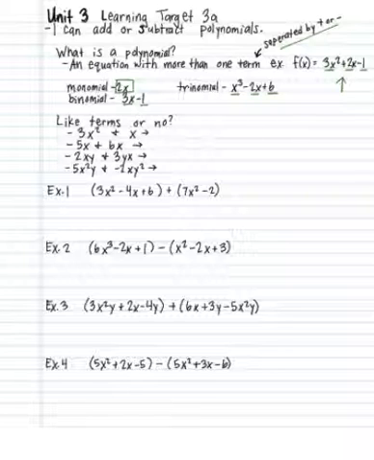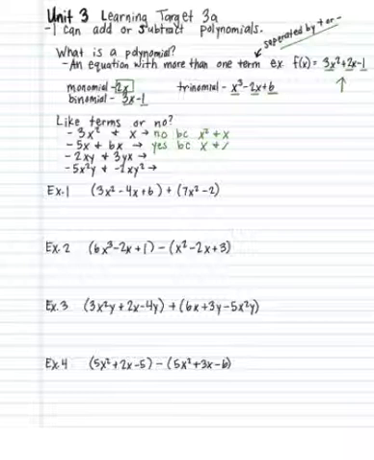Alright, so let's look now at what like terms look like. So this first one we have says 3x squared and x. Are those going to be like terms? The answer is no, because x squared and x don't match up. Our exponents and our variables have to be the same. So on the next one we've got 5x and 6x. These two are like terms because x and x are the same variable and have the same exponent.